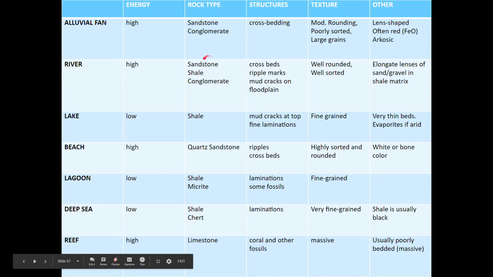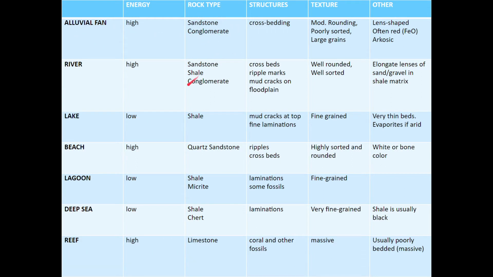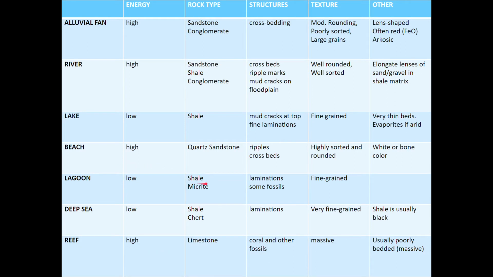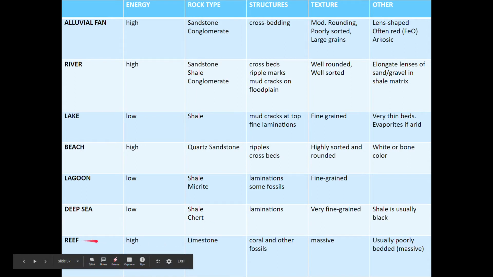So here are the rock types we'll see. Alluvial fans, we'll get sandstones, we'll get conglomerates. Rivers, we'll get just about all sorts of clastic sedimentary rocks, the detrital sedimentary rocks. And lakes will get shales because they're quiet water, right? A river runs into a lake, the water slows down, out comes the clay. Beaches, you'll get quartz sandstone a lot, or sometimes it'll be calcium carbonate sand from beat up limestone. Lagoons, you'll find shales and micrites. Deep sea area, you'll find shales and chert. We'll talk about what chert is in a second. And then reefs, you'll find limestones. And then all the structures you'll find, the textures you'll find, and anything else.